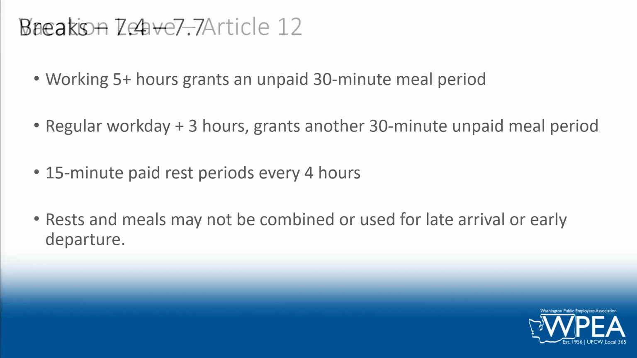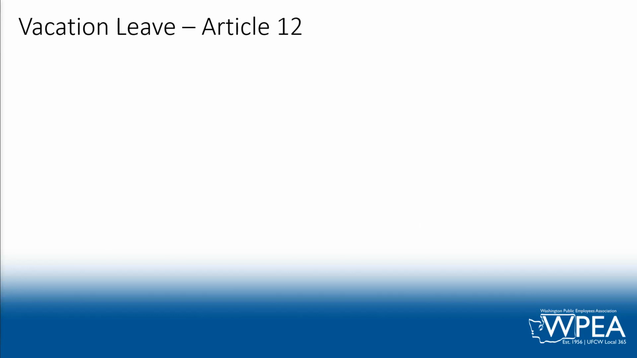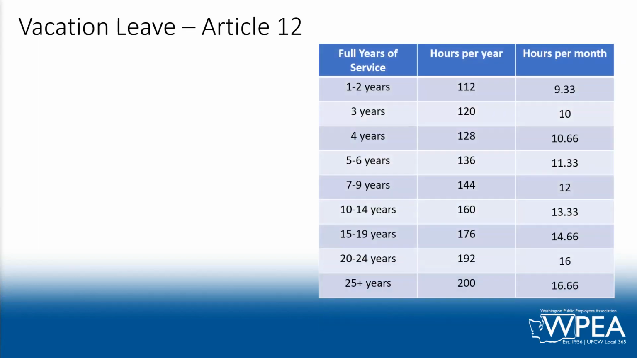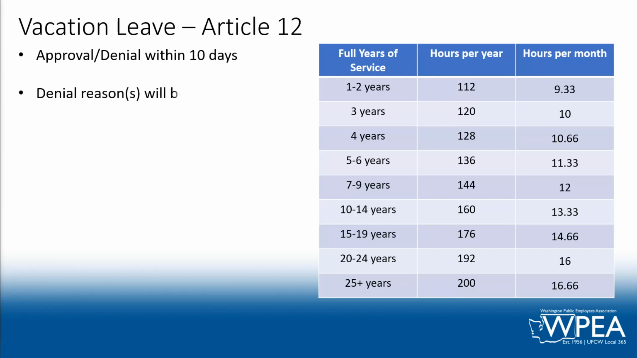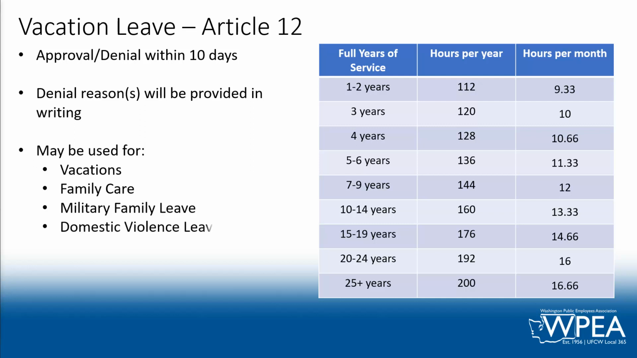Full-time and part-time employees will be credited with vacation leave on a monthly basis, with the accrual rate depending on years of service. Vacation requests will be approved or denied within 10 days of the request, and if denied, a reason will be provided in writing. Employees may also use vacation leave for family care, military family leave, domestic violence leave, sick leave purposes, and emergency child care.